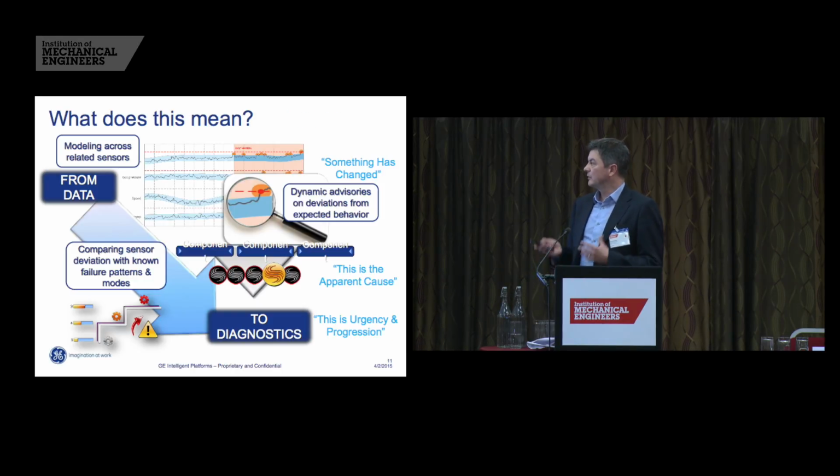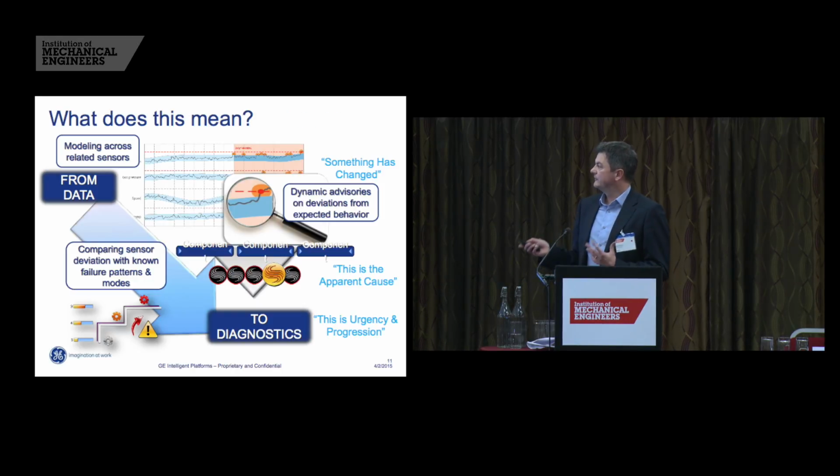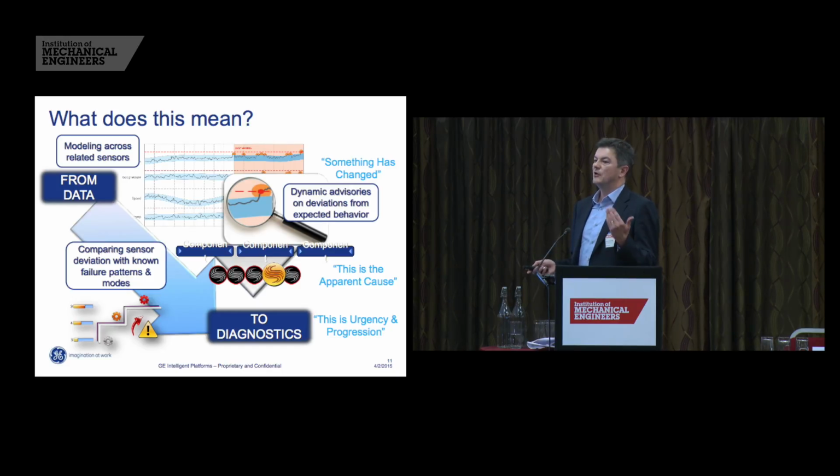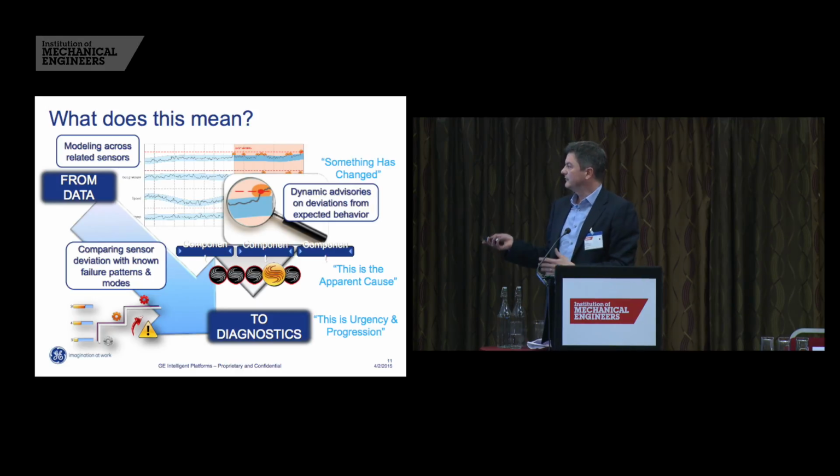So at a very high level, what the model says is, something has changed. I'm seeing something here that I'm not expecting to see from this machine. It then says, this is the apparent cause. So there's failure mode detail built into the model. So it's not just a list of sensors that says, I've got a problem with this sensor, I've got a problem with that sensor. It actually looks at the apparent cause and the failure modes and gives some indication and diagnostic of what it thinks the problem is.